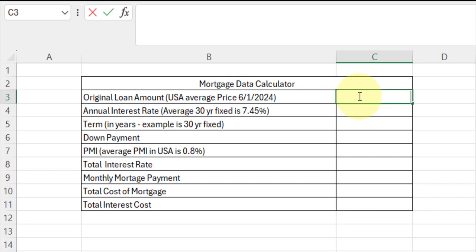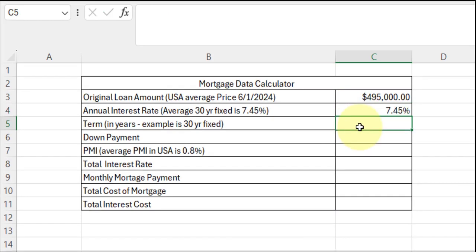It's very simple. First one is the original loan amount. What is your mortgage? The average mortgage price in America right now is $495,000, so let's put that in there. Then we've got the annual interest rate. Right now, the annual average interest rate is 7.45%. On term in years, the average term for a mortgage is going to be 30 years.